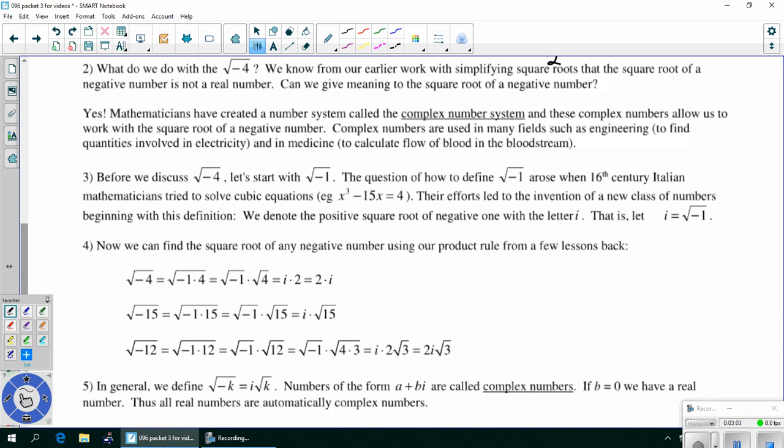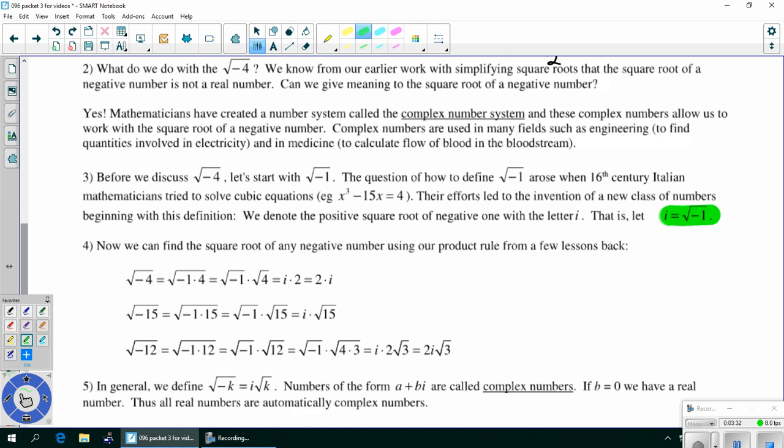Before we discuss the square root of -4, let's start with the square root of -1. The question of how to define square root of -1 arose when 16th century Italian mathematicians tried to solve cubic equations, for example, x cubed minus 15x equals 4, and their efforts led to the invention of a new class of numbers beginning with this definition. We denote the positive square root of -1 with the letter i. That is, we're going to let i represent the square root of -1.